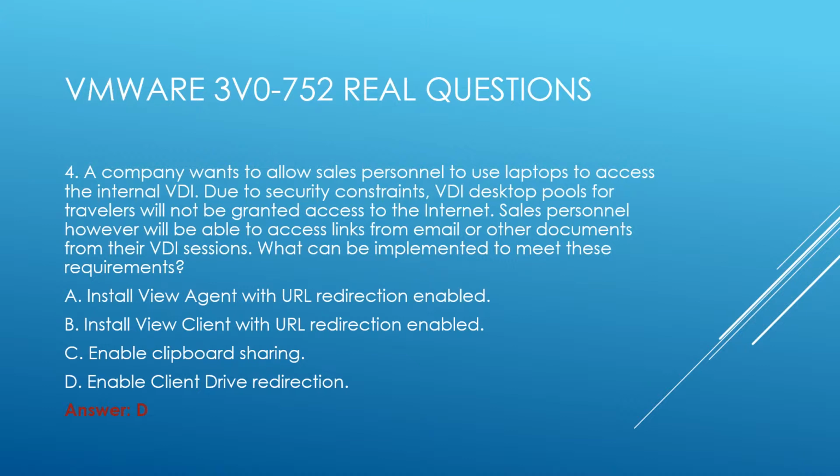4. A company wants to allow sales personnel to use laptops to access the internal VDI. Due to security constraints, VDI desktop pools for travelers will not be granted access to the Internet. Sales personnel, however, will be able to access links from email or other documents from their VDI sessions. What can be implemented to meet these requirements? A. Install View Agent with URL redirection enabled. B. Install View Client with URL redirection enabled. C. Enable clipboard sharing. D. Enable client drive redirection. Answer: D.